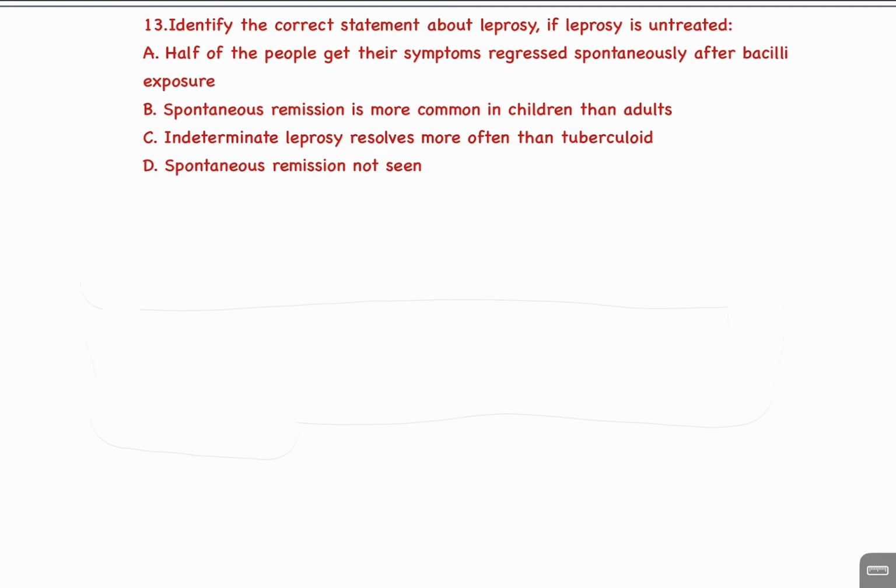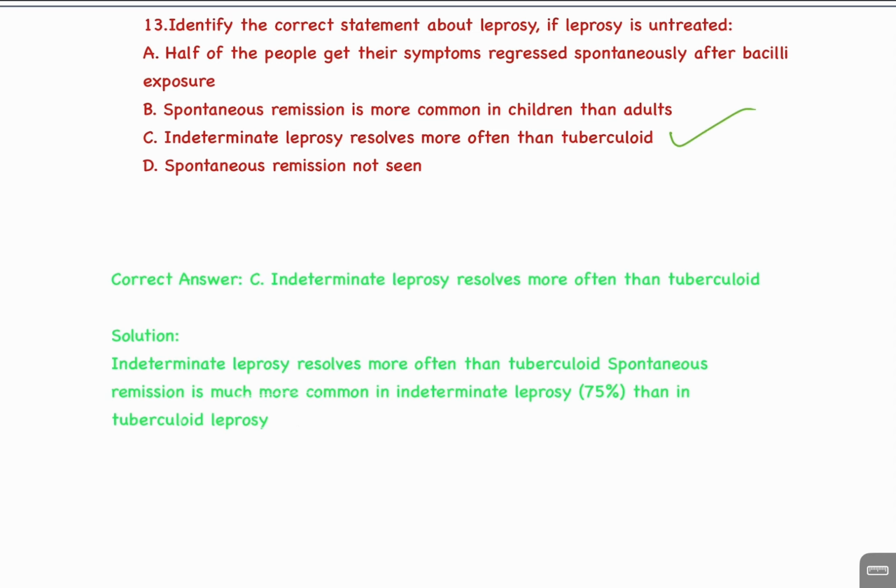Answer is C. Indeterminate leprosy resolves more often than tuberculoid.